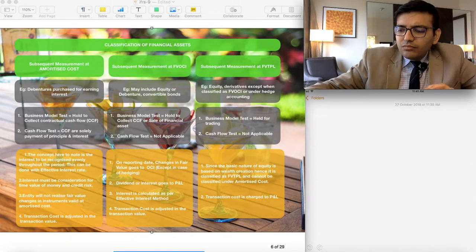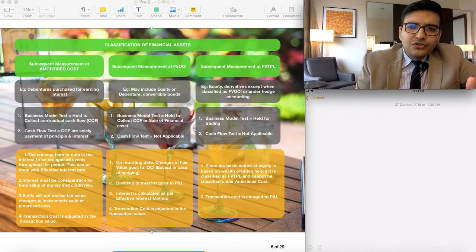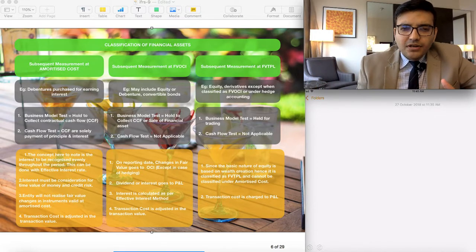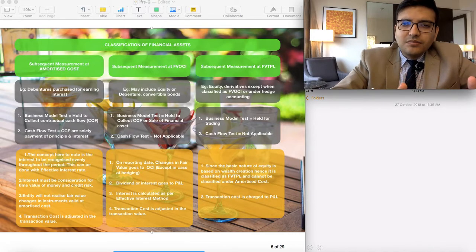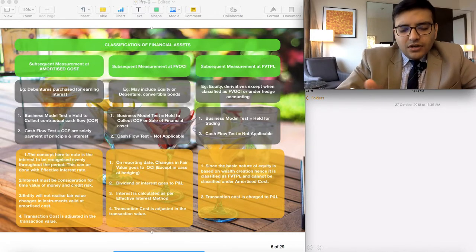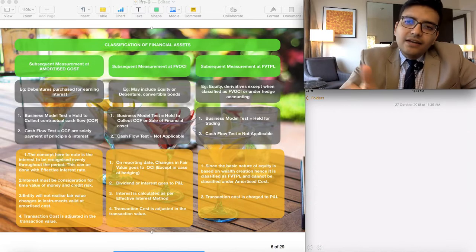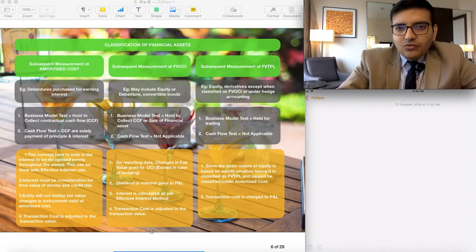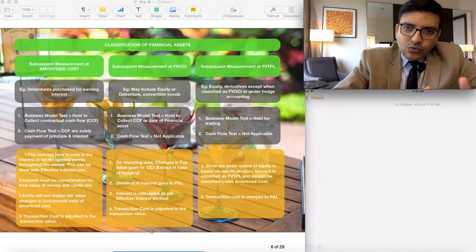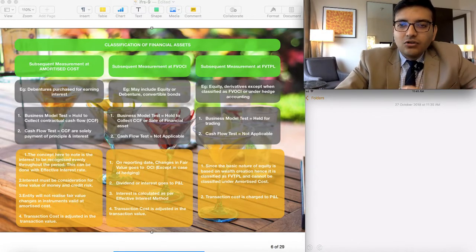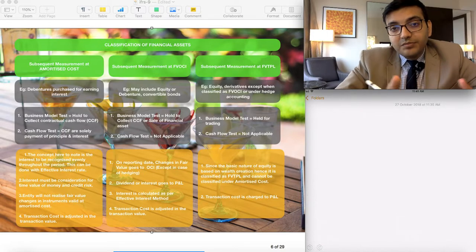So why is there classification, then recognition, then measurement? There's no need to worry. You just have to understand the main reason for classification, and you will understand directly how to recognize it and how to measure it. As I told you previously, initial measurement of a transaction is done on the actual transaction price. We are not talking about that. We are talking about the subsequent measurement.